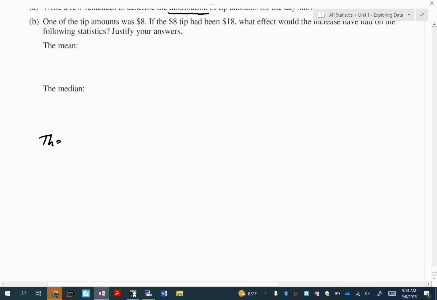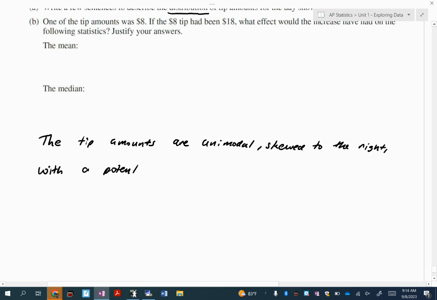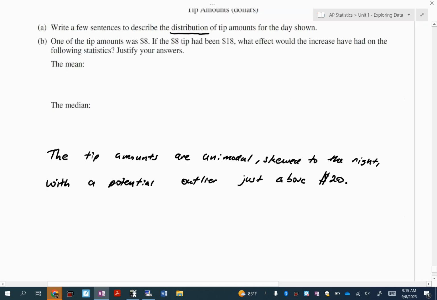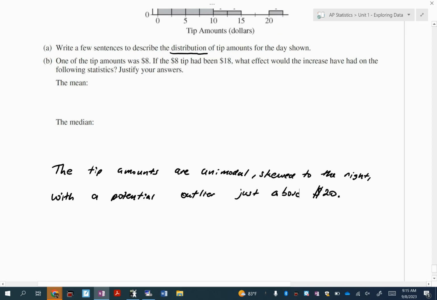So I'm going to say the tip amounts are unimodal, skewed to the right, with a potential outlier just above $20. All right, so that checks off shape.